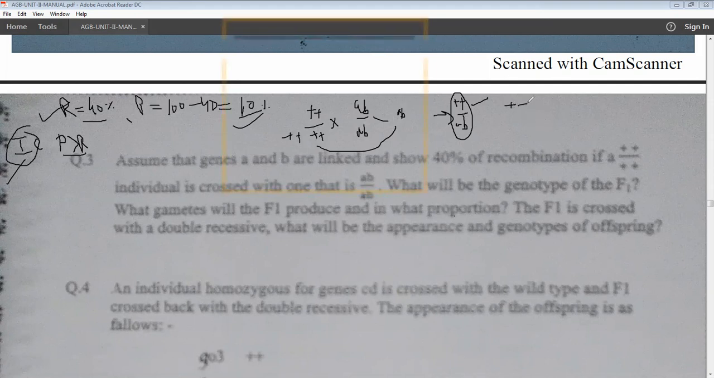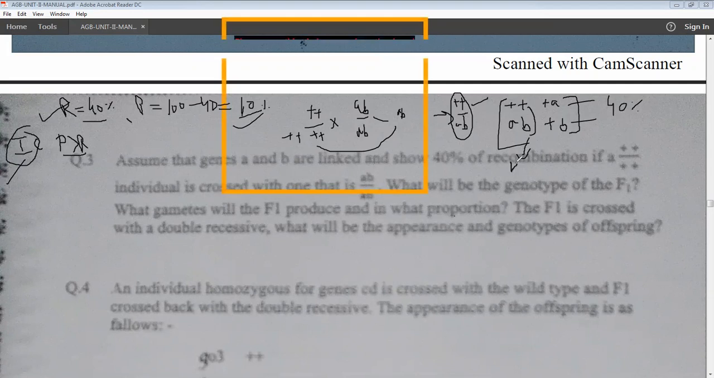Firstly we have this plus plus kind of gametes. Other is AB kind of gamete. Third is plus A and plus B. So in total we have four kinds of gametes. If the recombinants are 40%, this plus this is equal to 40%. And the parental forms are 60%. So this plus this form the 60%.